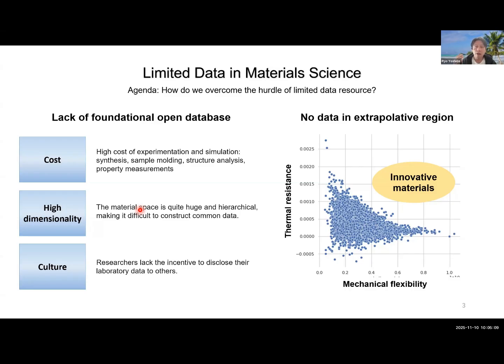Furthermore, an ultimate goal of material science is to discover innovative materials. But such innovative materials exist in the extrapolative region, where no data are still available. Consequently, the most critical issue in this research field arises from the limitation of data resources. And the agenda of this talk is how do we overcome this big hurdle?